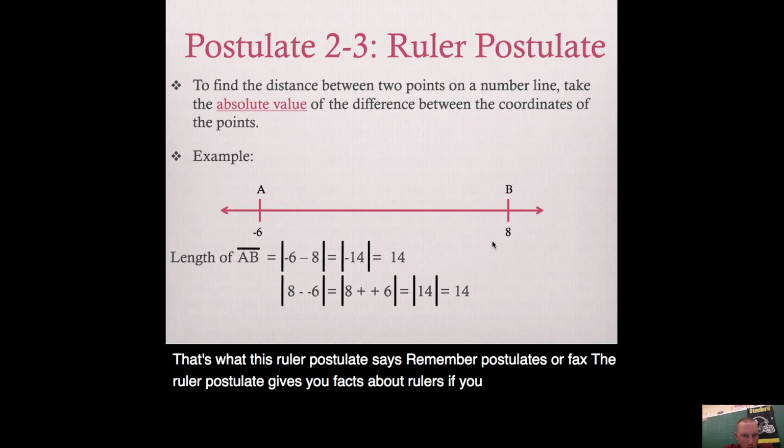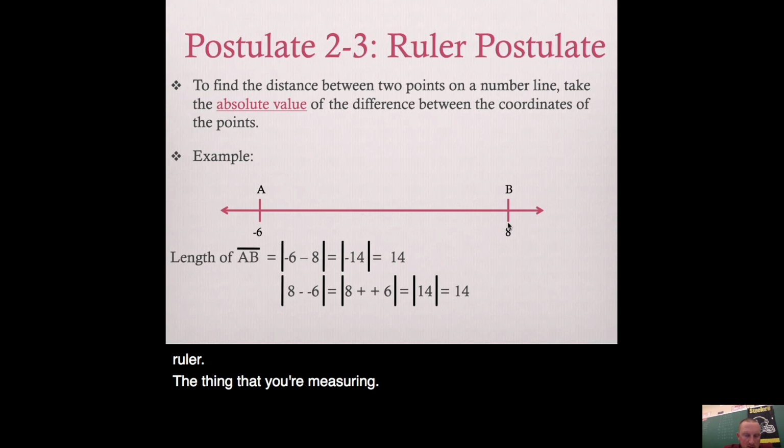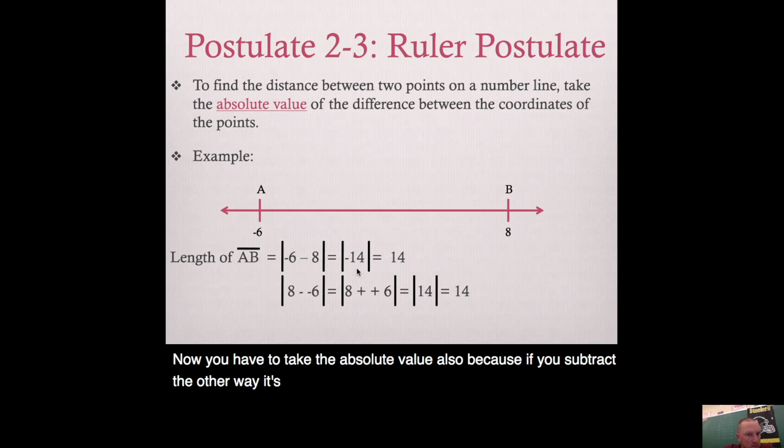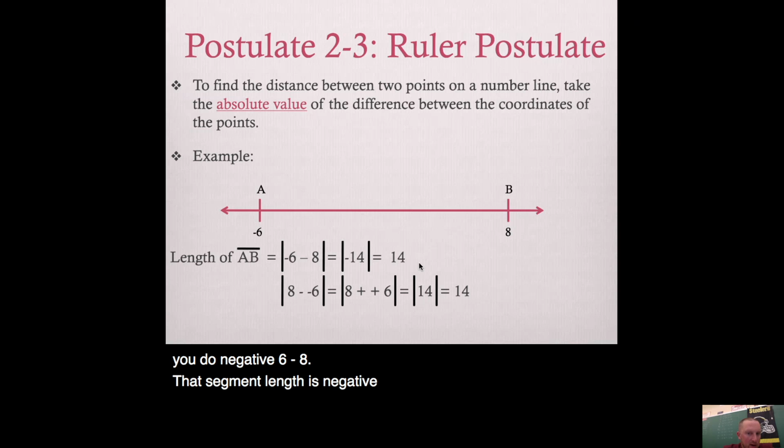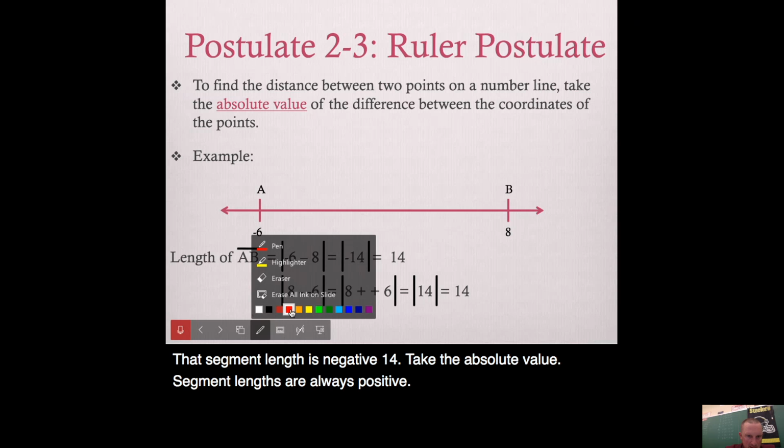If you want to use a ruler, the thing that you're measuring has a numerical value for each of those points. If you want to find its length, all you're doing is subtracting those coordinates. Now you have to take the absolute value also, because if you subtract the other way, it's possible you could get a negative. For example, if you do -6 minus 8, that segment length is -14. Take the absolute value. Segment lengths are always positive. Okay, so take a second and write that.